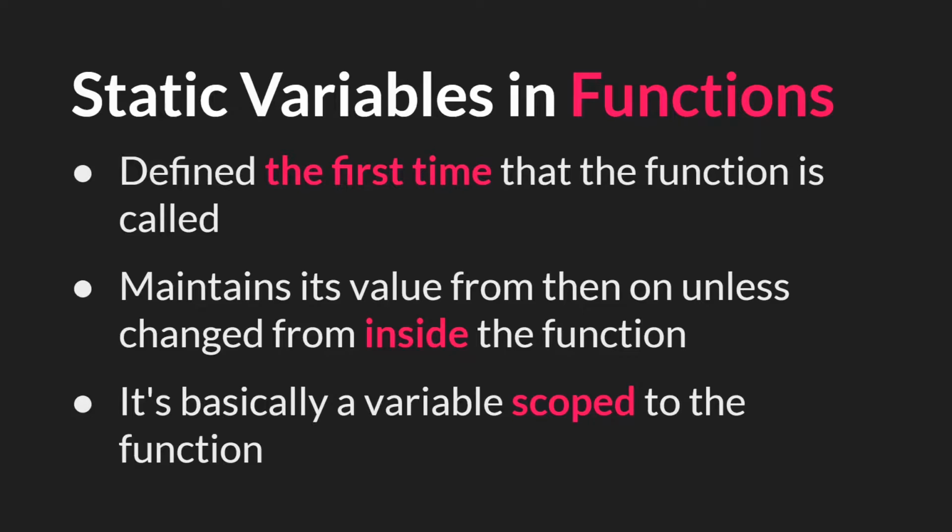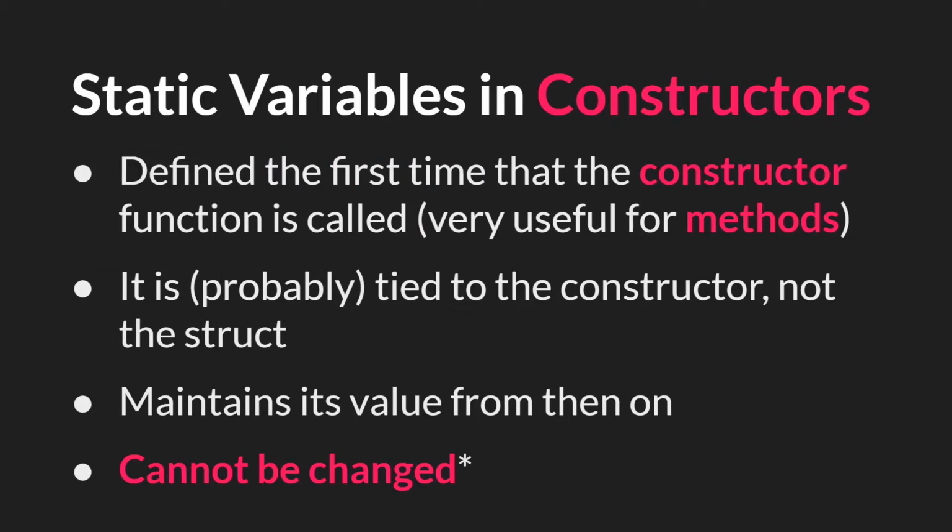That means that these variables will be defined the first time that the function is called, and only the first time that the function is called. And they will then maintain their value unless they are changed or modified from inside of the function. So essentially, they create variables that are scoped to the function and can only be interacted with from inside the function.